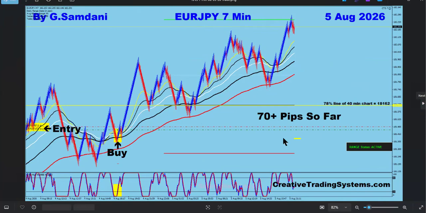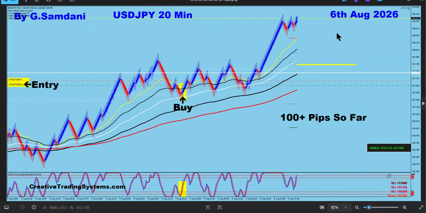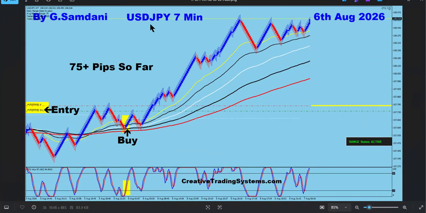Now here, Euro Yen again going to the upside for 70 pip on the 5th, and this is on the 6th USD Yen. All Yen pairs now going to the upside again. After the intervention, they went down big time. Now they are going back up as a retracement.